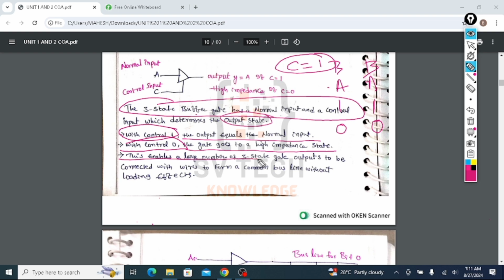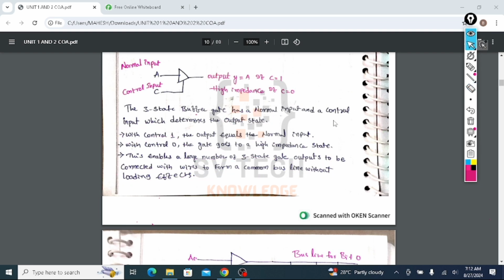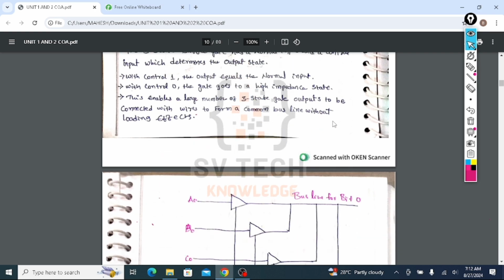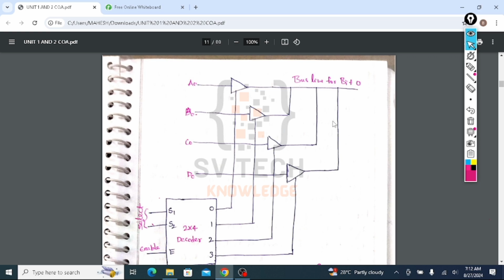This enables a large number of 3-state gate outputs to be connected with wires from the common bus line without loading effects. High impedance state means that without loading effect we are going to connect all the buses, so there is no operation if the control signal is 0. So we will see a simple diagram related to common bus using buffer.